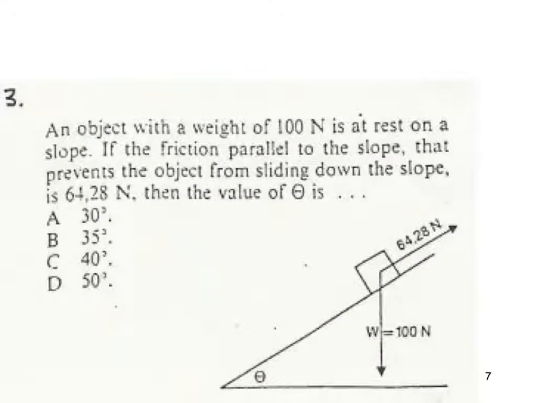An object with a weight of 100 newtons is at rest on a slope. If the friction parallel to that slope that prevents the object from sliding is 64,28, then what is the value of the angle?